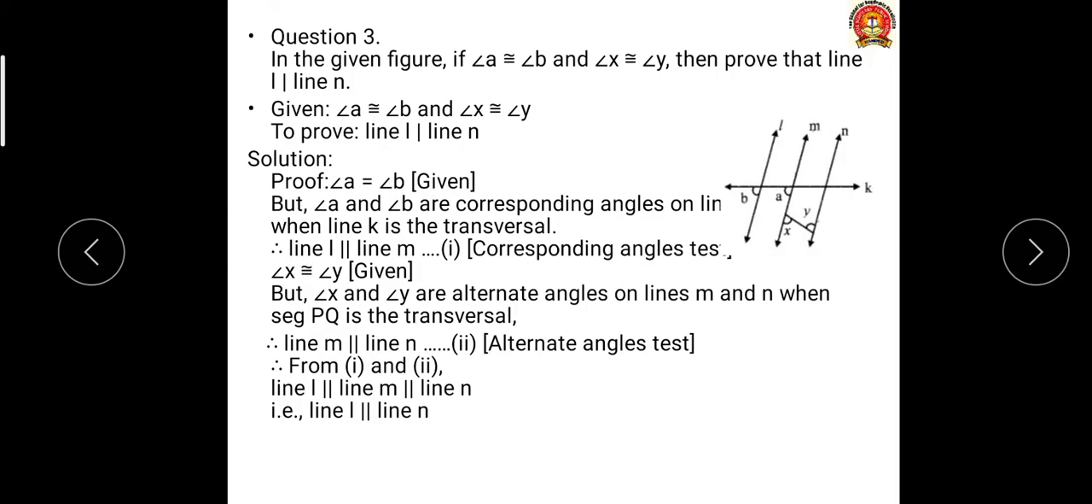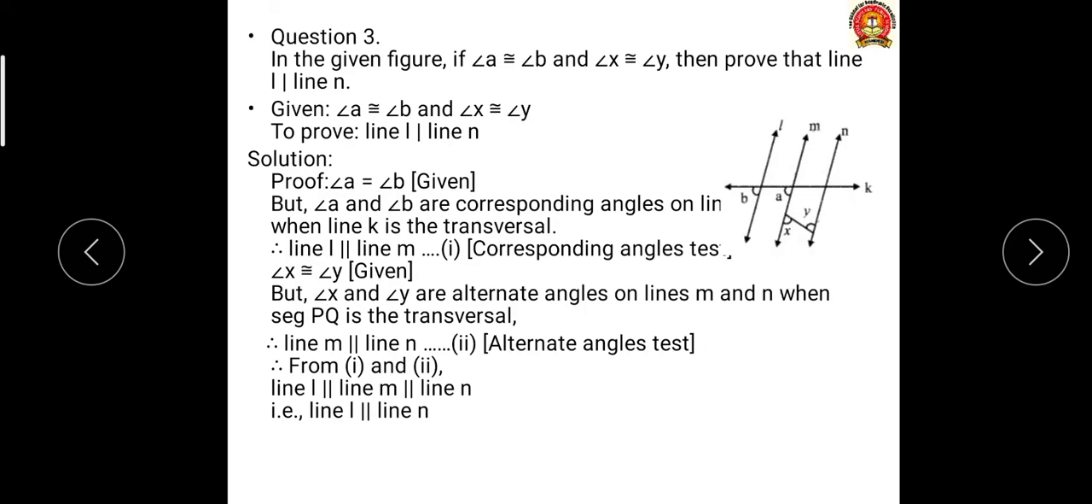How? See here. Consider line L and line M, and K is a transversal. It is given that angle A is equal to angle B. But these are the corresponding angles. If these corresponding angles are congruent, it means that by the test of corresponding angles, these two lines are parallel. Means L is parallel to M. This is your equation first.